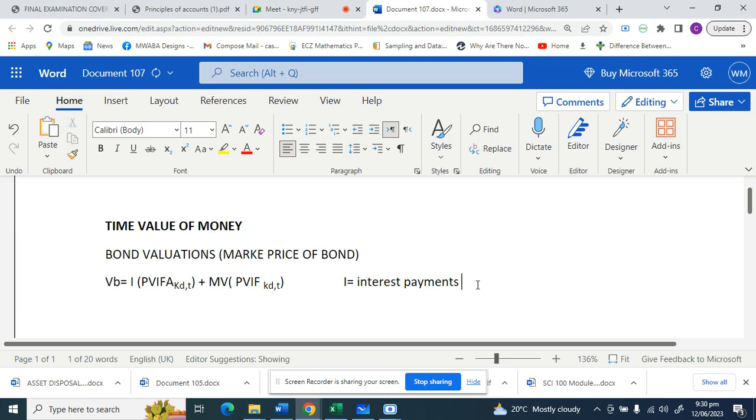Then MV represents the maturity value of the bond. This is what you get when the bond matures. So basically, these interest payments which you'll be receiving in the future and the maturity value that you receive in the future, you are going to convert them into their present values. That's what is happening here. So let's look at an example.